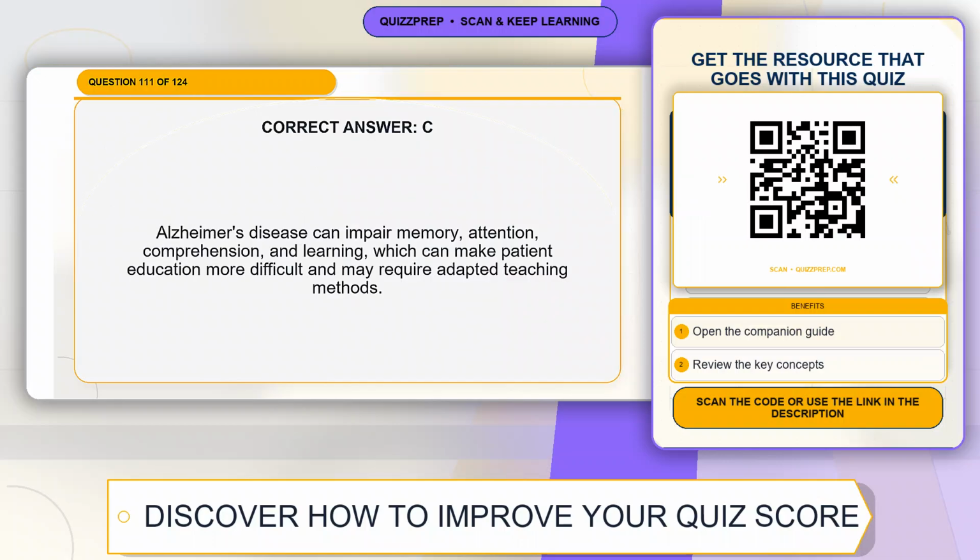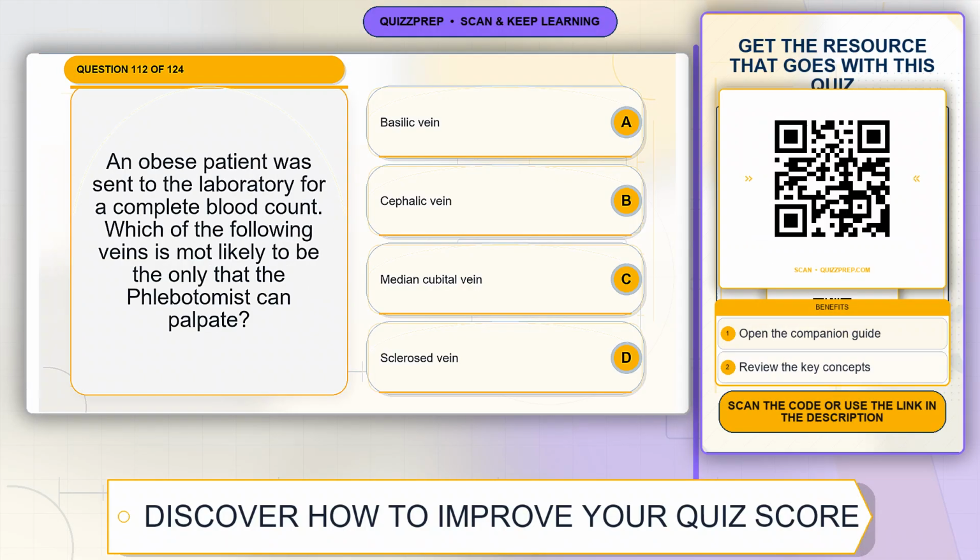Explanation: Alzheimer's disease can impair memory, attention, comprehension, and learning, which can make patient education more difficult and may require adapted teaching methods. Question 112. An obese patient was sent to the laboratory for a complete blood count. Which of the following veins is most likely to be the only one that the phlebotomist can palpate? Option A, basilic vein. Option B, cephalic vein. Option C, median cubital vein.